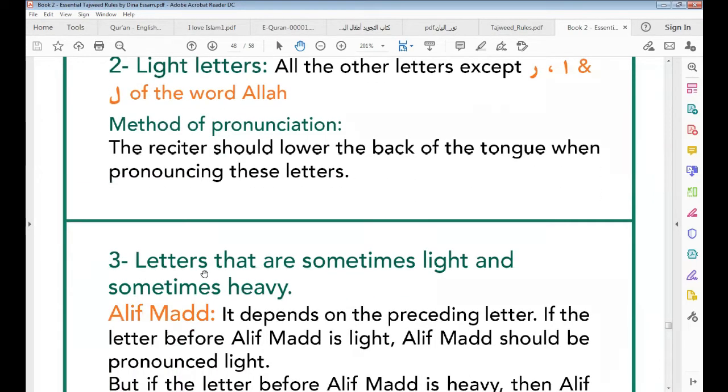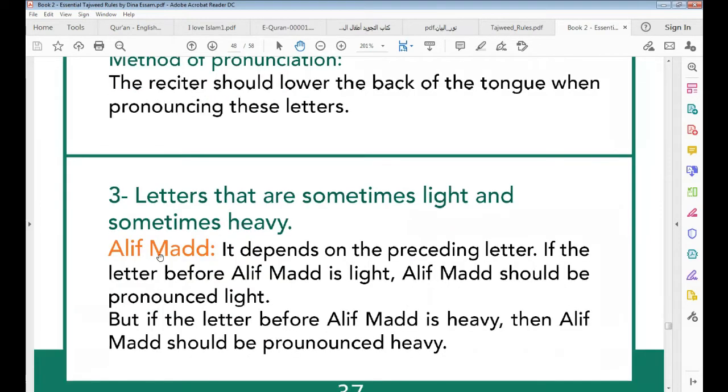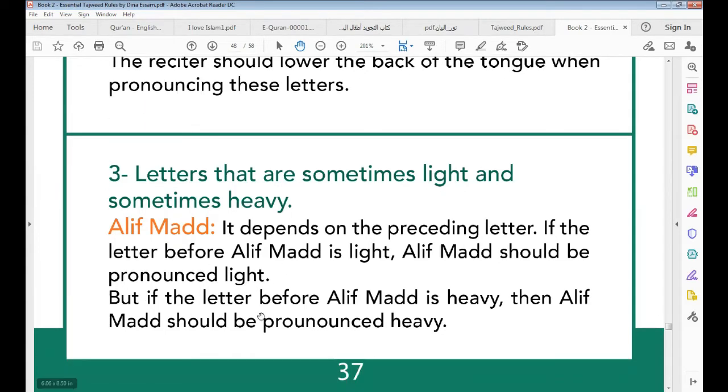The third part, as we said, is temporary light and heavy. Sometimes it comes light and sometimes it comes heavy. The first one, Alif Mad. Alif Mad depends on the preceding letter. If the letter before the Alif Mad is light, the Alif Mad should be pronounced light. If the letter before Alif Mad is heavy, then Alif Mad should be pronounced heavy.